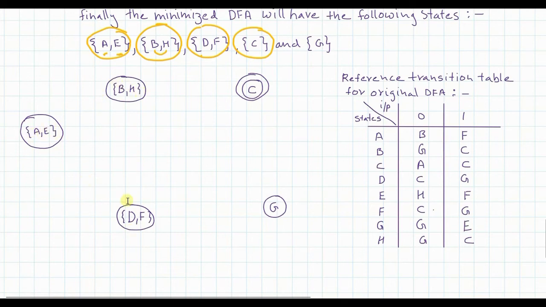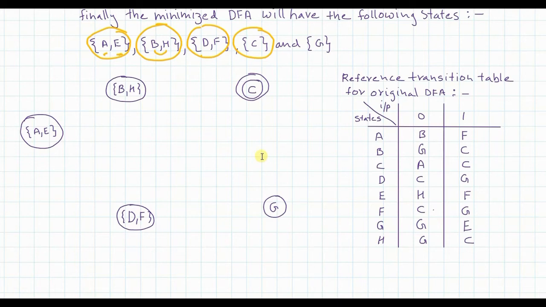AE, BH and DF, these pairs were found to be equivalent because these cells were found blank. That's why AE, BH and DF together will represent one state each, whereas the remaining states will be represented individually, like how they were in the original DFA. So one thing is very clear, we now know what states are going to be present in our minimized version of the original DFA.